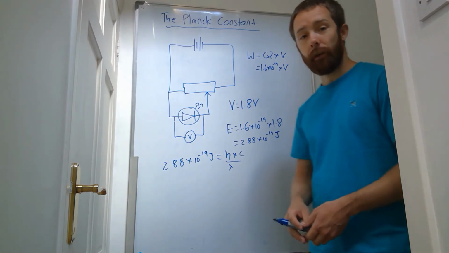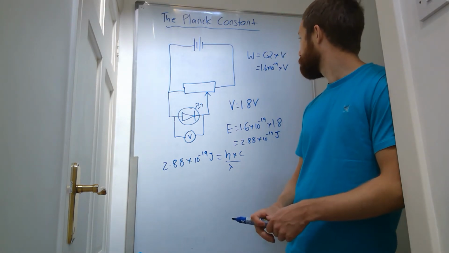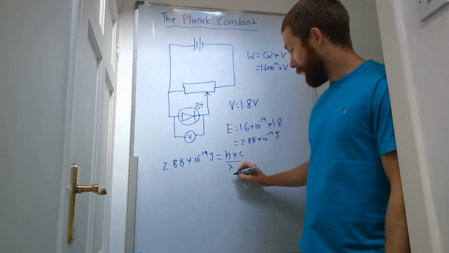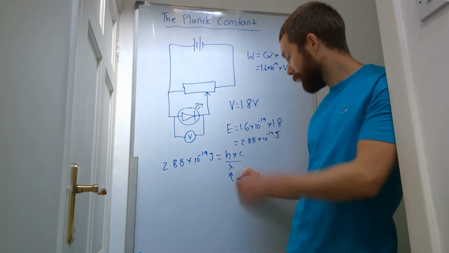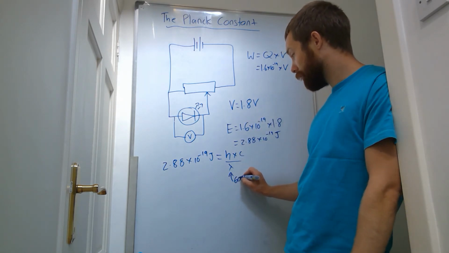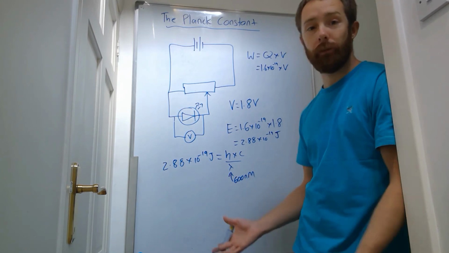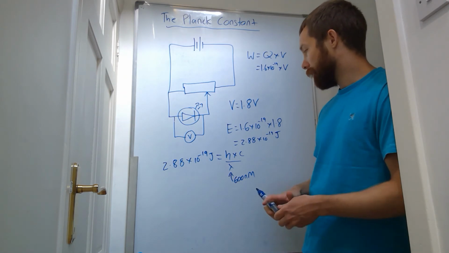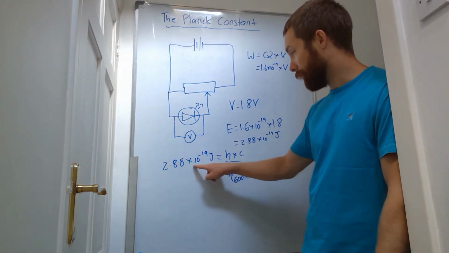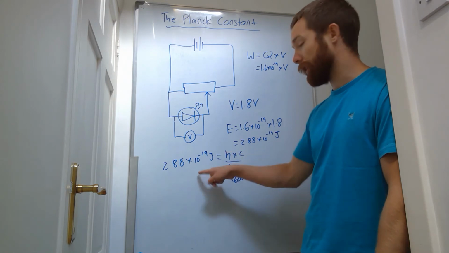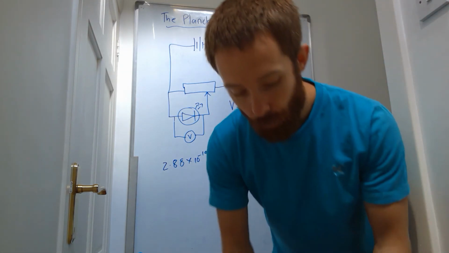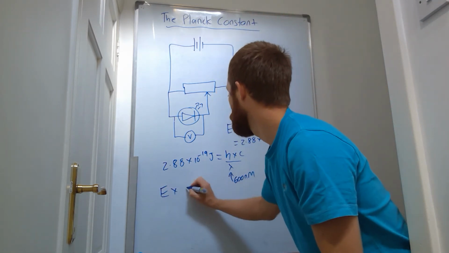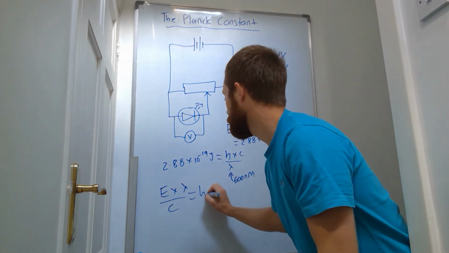But if I said, for example, that this was 600 nanometers, for argument's sake. We're going to see how good my guessing is at numbers. So let's say this was 600 nanometers. I could then multiply the energy by the wavelength and divide by the speed of light, and that is going to give me Planck's constant.